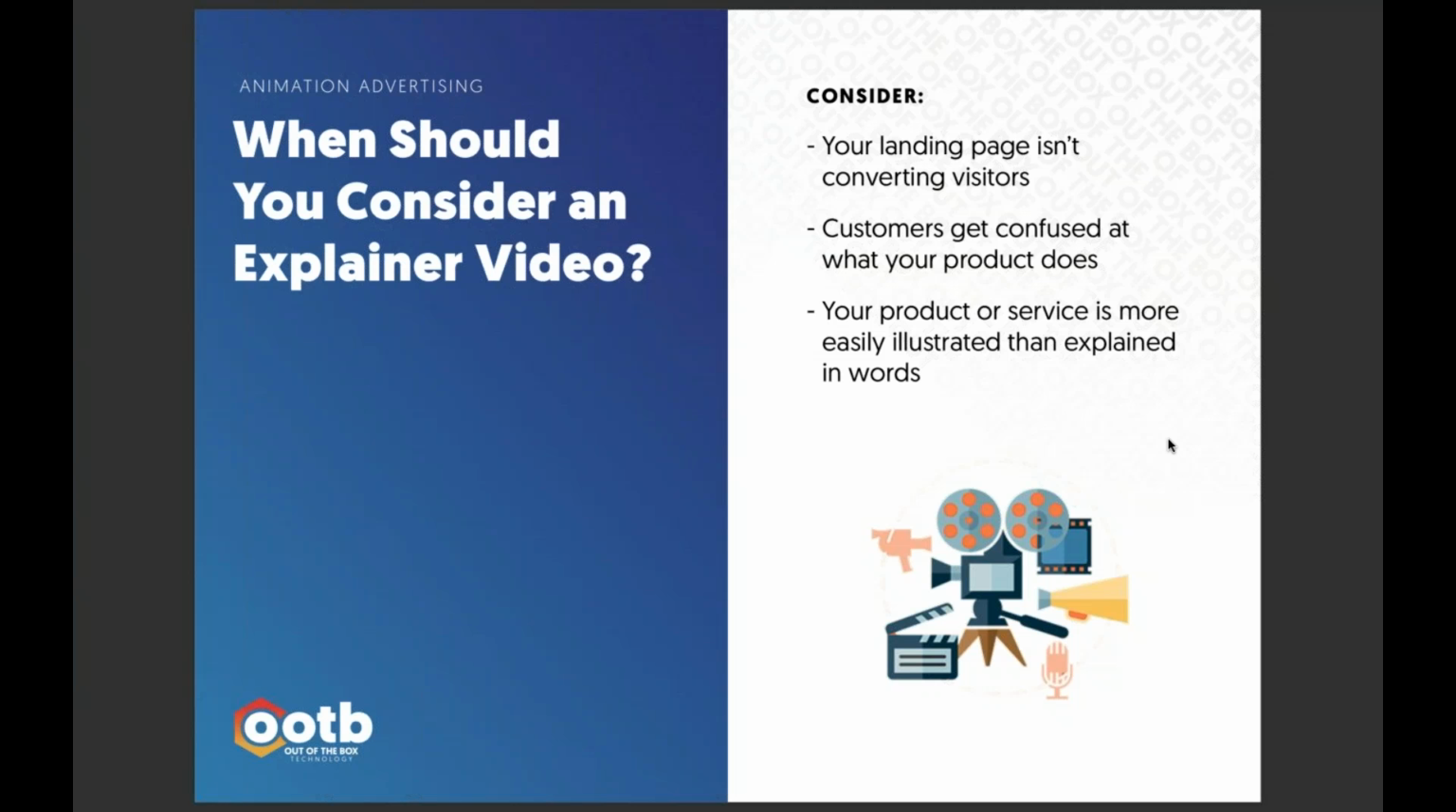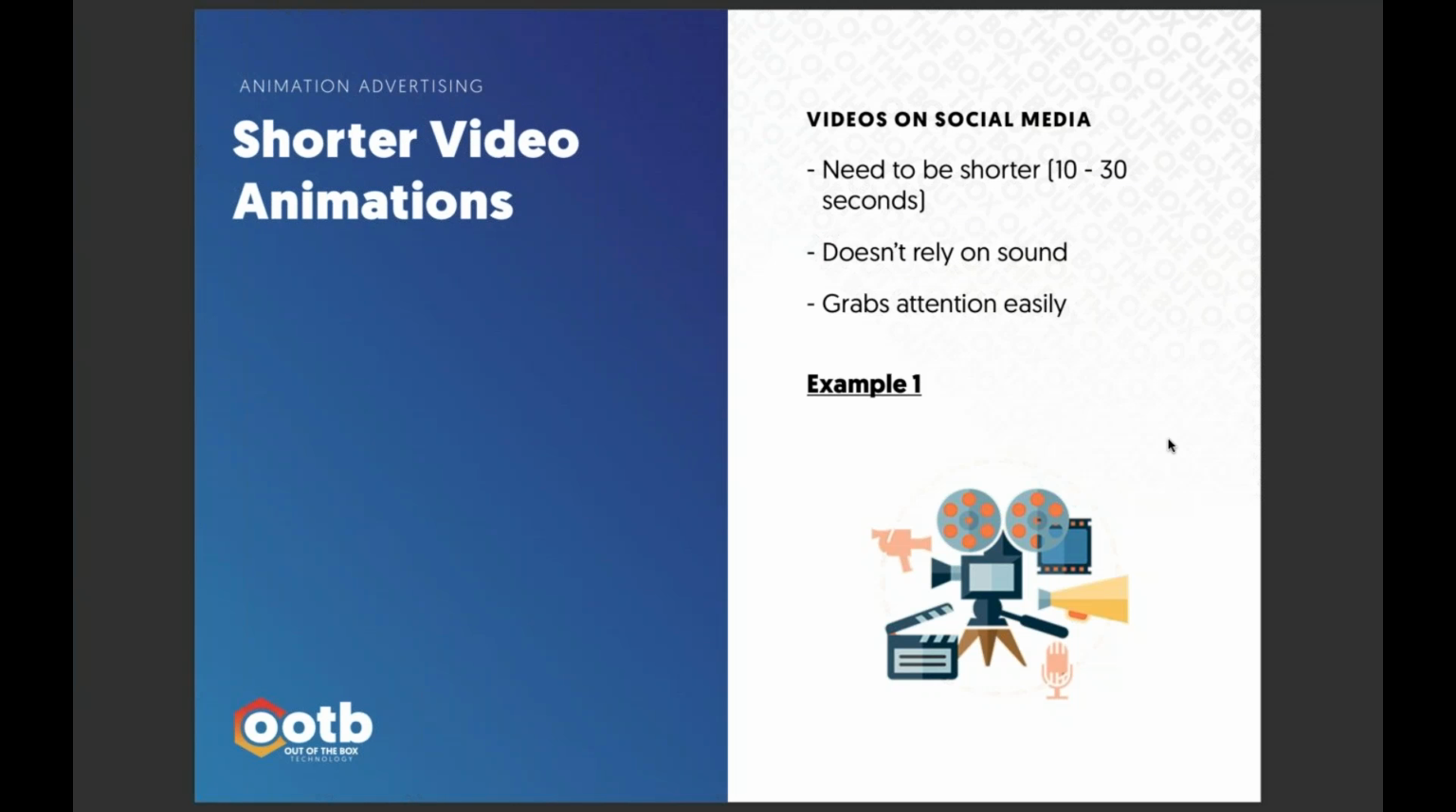So think about that. But there's also another type of animation you could consider, and that's videos on social media. I put them in a different category. They're basically the same type, but these would be much shorter videos, ideally around 10 to 30 seconds. They don't rely on sound, and they grab attention really easily. These would be uploaded to Facebook directly, and ideally people would see these as they're scrolling through social media.